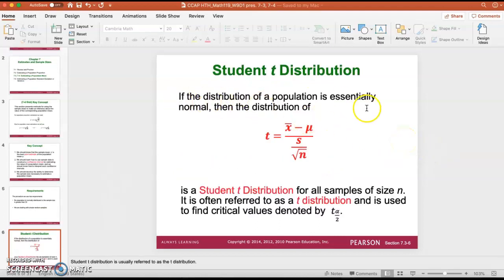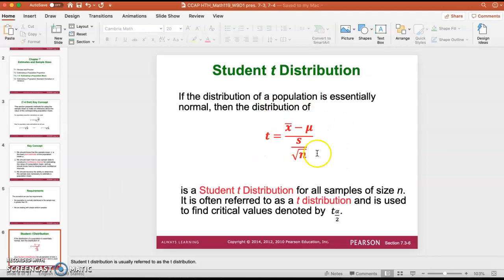All right, now we're going to be using a different distribution for these first kinds of confidence intervals when we do not know the population standard deviation. So we're going to use what's called the student t distribution. So how this is characterized is if the distribution of a population is essentially normal, so just about normal, then the distribution of this whole expression here, t equals x bar minus mu divided by all of the standard deviation over the square root of n. So it's essentially just divided by the standard error.